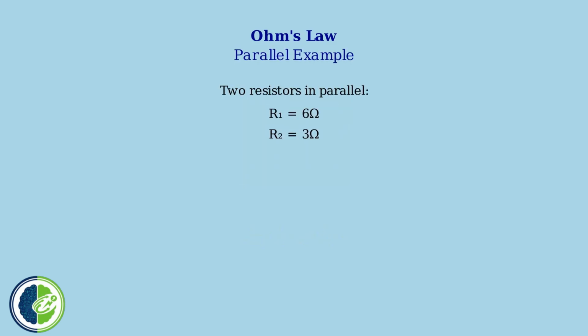Let's work through an example with 2 resistors in parallel. Suppose we have a 6-ohm resistor and a 3-ohm resistor connected in parallel. Using the parallel resistance formula, 1 over R total equals 1 over 6 plus 1 over 3. This gives us 1 over 6 plus 2 over 6, which equals 3 over 6 or 1 over 2. Therefore, R total equals 2 ohms.